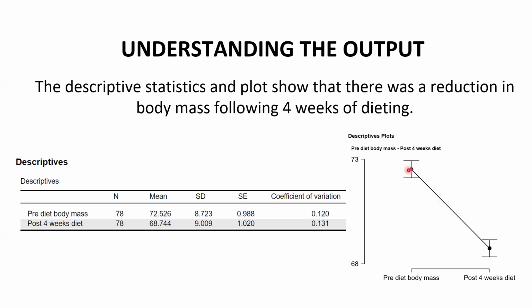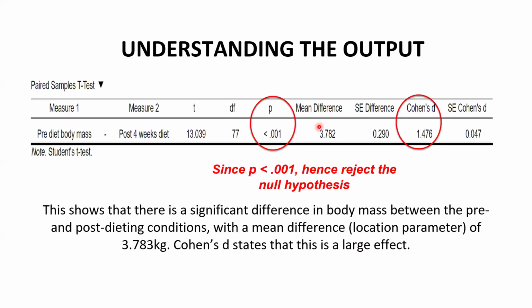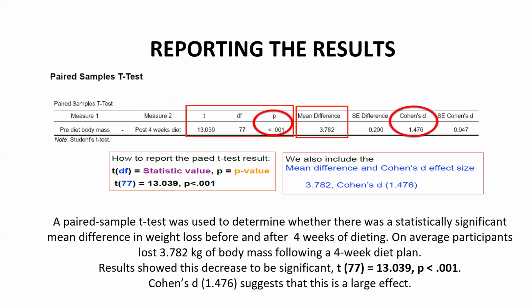Now, is that reduction significant or not? This is complemented by the paired samples t-test result, indicating that our p-value is less than 0.05, wherein we rejected the null, indicating that indeed the difference, or the decrease, is significant. Now, let's put everything in our conclusion.